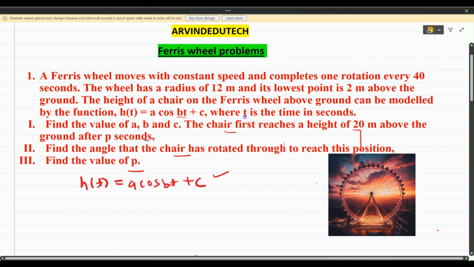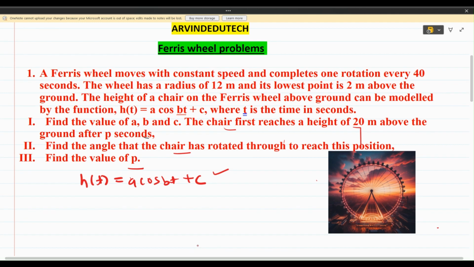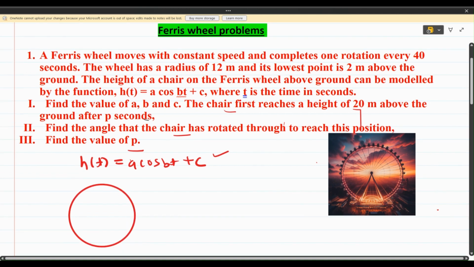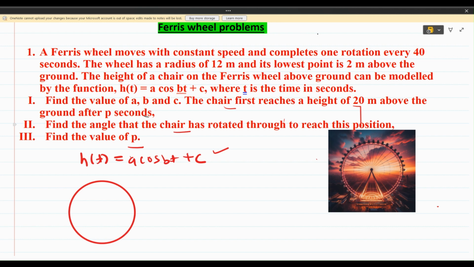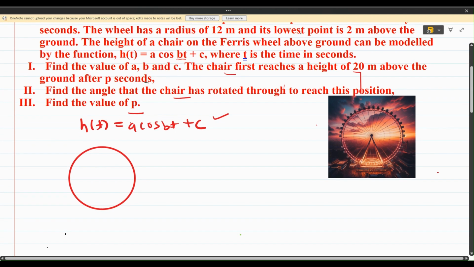Okay, let's gather the information given in the question and try to draw the graph. So here we have a Ferris wheel. The motion of the Ferris wheel is periodic, and any periodic motion can be modeled by using a sine or cosine function. We board the Ferris wheel from a certain height, right? The Ferris wheel does not touch the ground. The height at its lowest point above the ground is 2 meters, and the radius of the Ferris wheel is 12 meters.